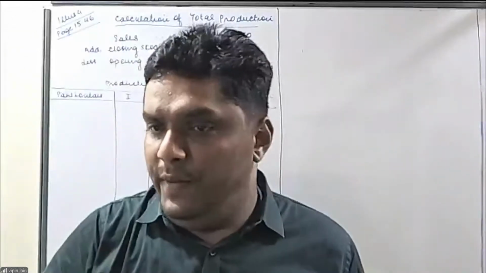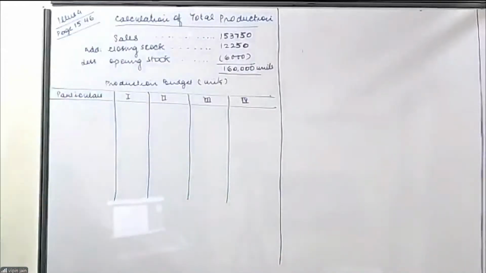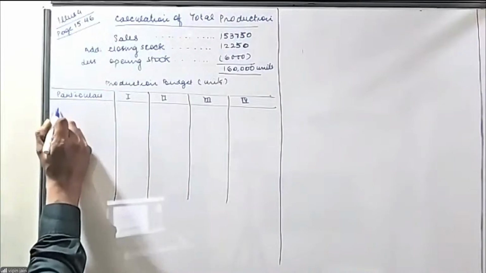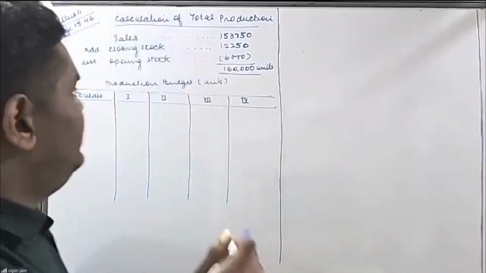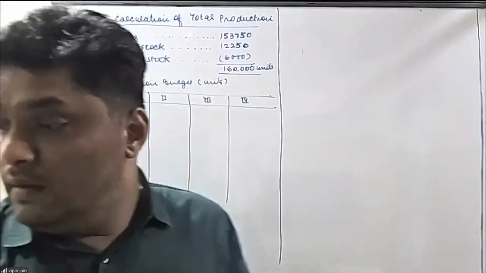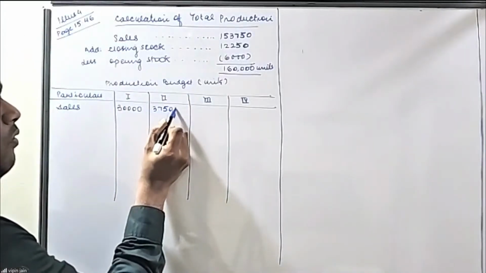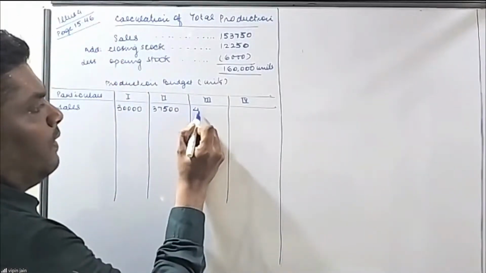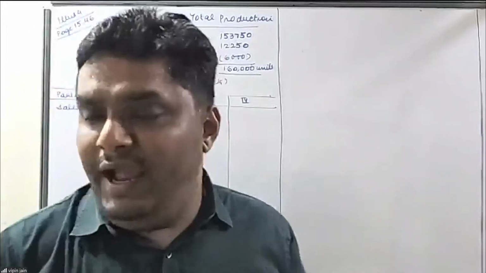So we'll prepare the production budget quarter wise. So it is dependent upon sales for the quarter. And the sales is 30,000, 37,500, 41,250, and 45,000.